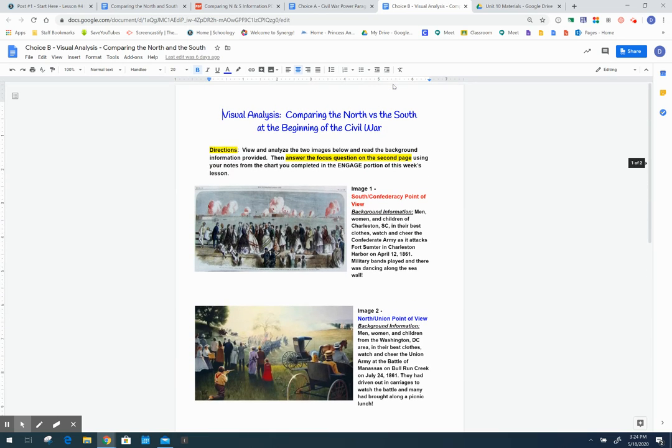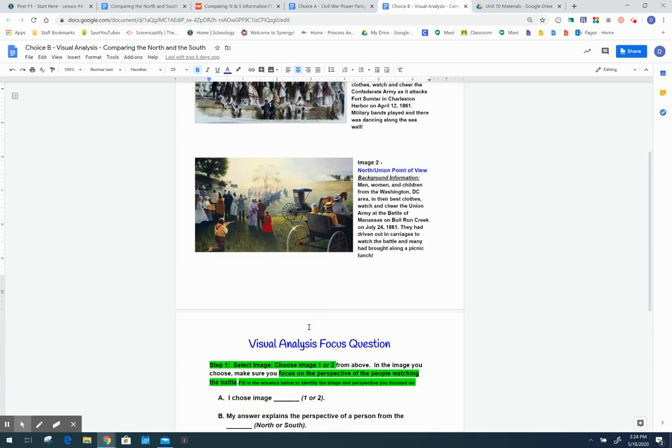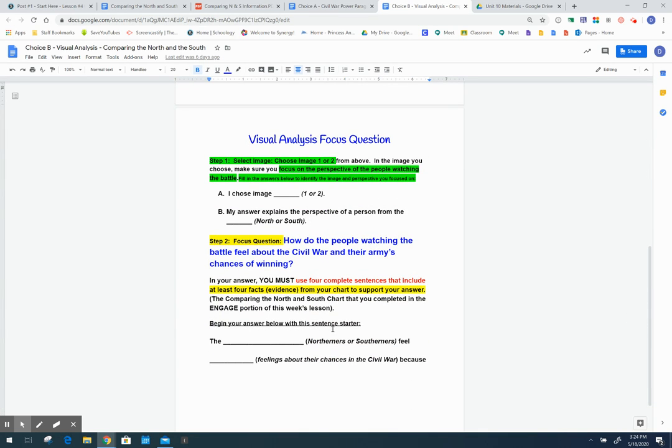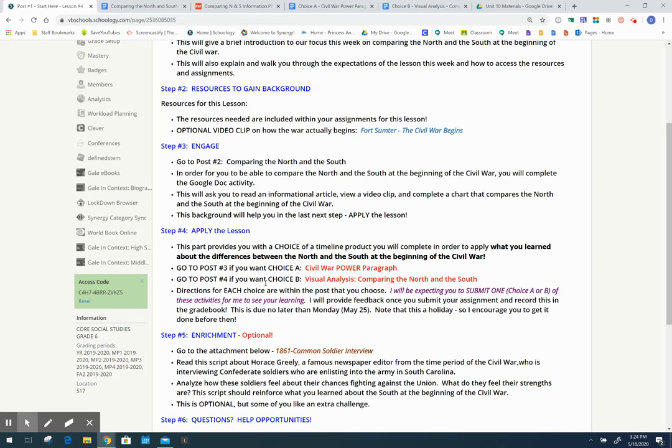For choice B, you are given 2 choices of visuals or images, and I provide a little bit of background on each of those. Choose one that you'd like to focus on, and the second page will walk you through the steps of answering a focus question related to that image. So that's really it for the lesson this week. I hope that you find it interesting and easy to follow.